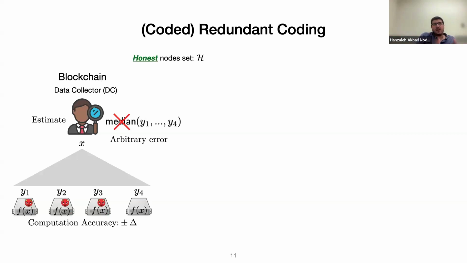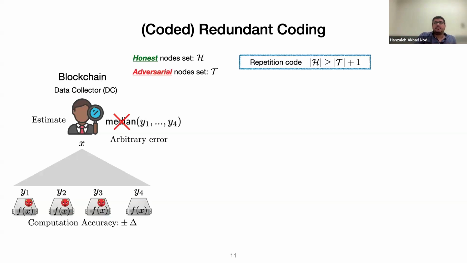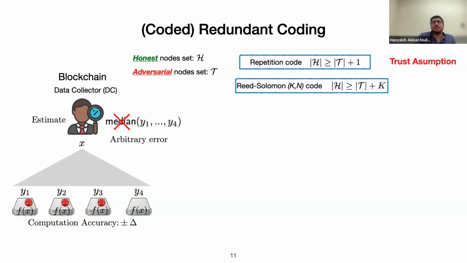In fact, if we denote the number of honest nodes by h and the number of adversarial nodes by t, for this scheme to work, using the median and a repetition code, sending the same value of x to different nodes and taking the median, we need the number of honest nodes to be bigger than the number of adversarial nodes. Which is a huge trust assumption. So we need an honest majority in this mechanism.